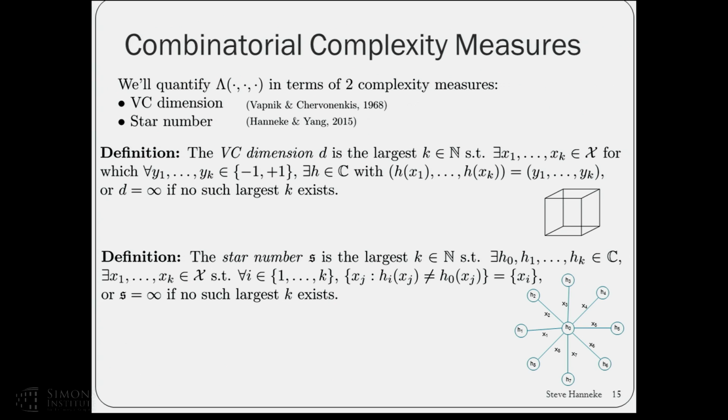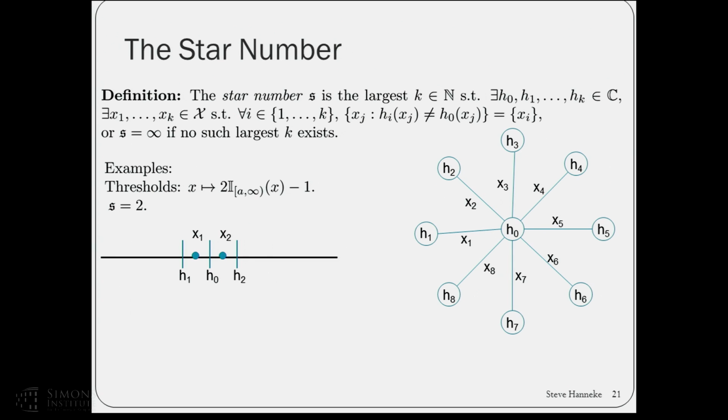So I'll just do a couple of examples. The talk isn't really about the star number. There's a lot of cool stuff that I could say about it. But if we're talking about threshold classifiers, so it's a one-dimensional linear separator, basically, then the star number is 2, because h0 could be between 2 points, and then you could flip one label while holding the other fixed, or flip the other label while holding that one fixed. And you can convince yourself you can't do this with 3 points.